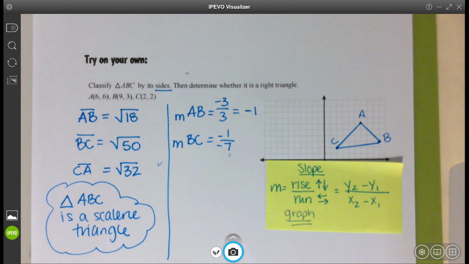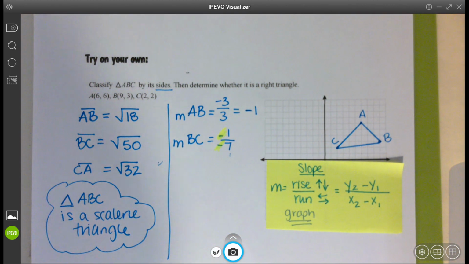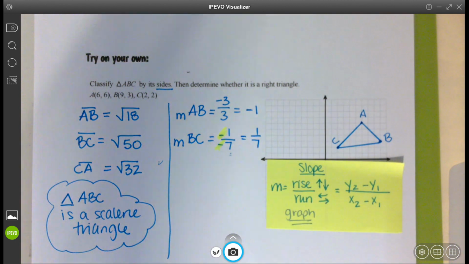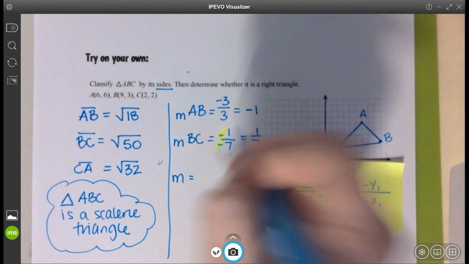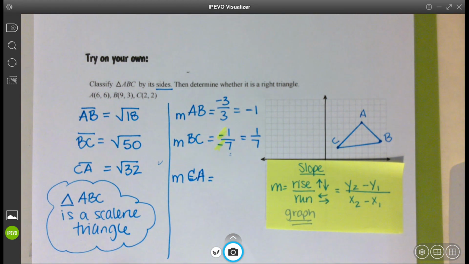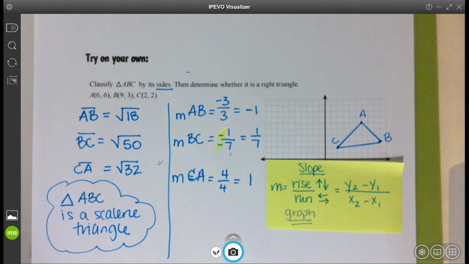Now with that one, we can simplify one part. We have those two negatives there. We don't leave it like that. So I'm going to clean that up just a little bit, and we can say that our slope is 1/7. Then the last one we have CA. So CA is 4 over 4, and that simplifies to 1.